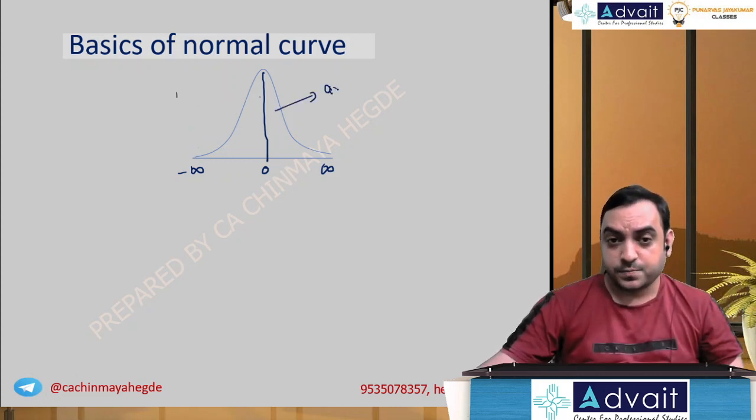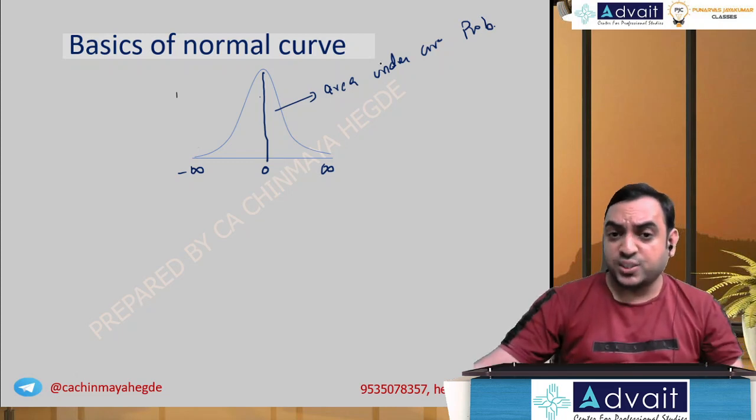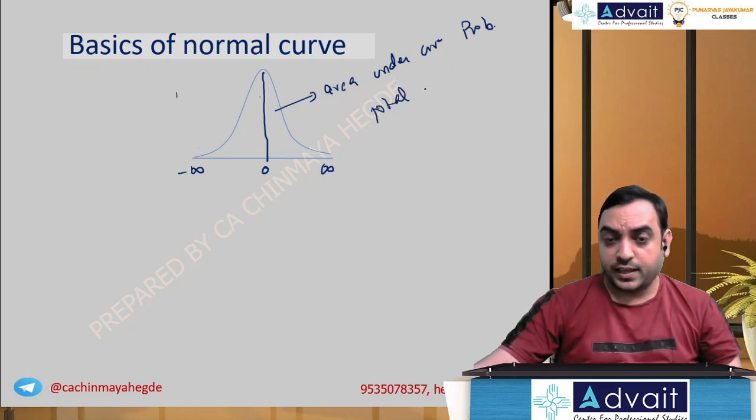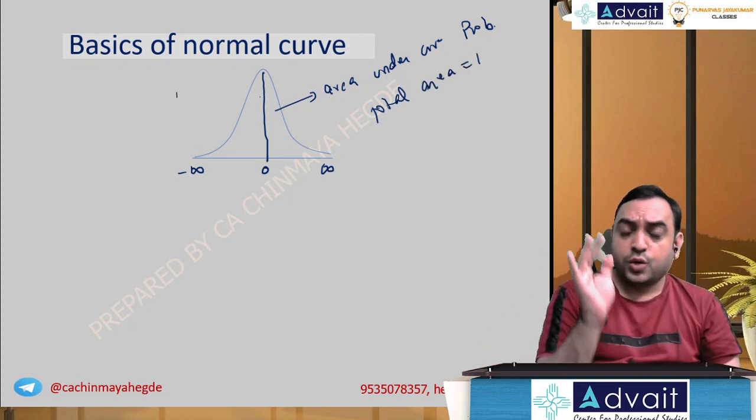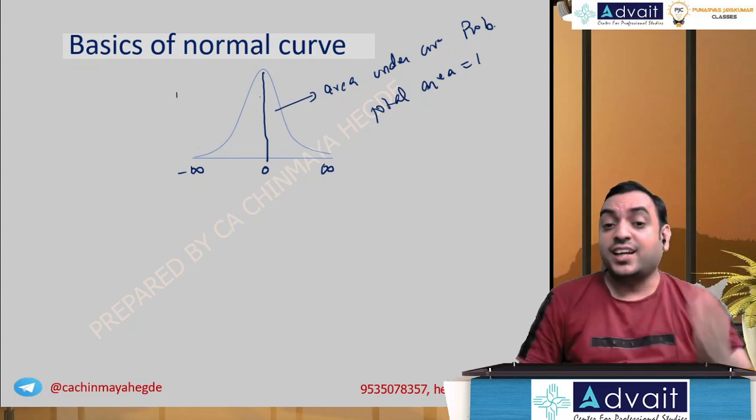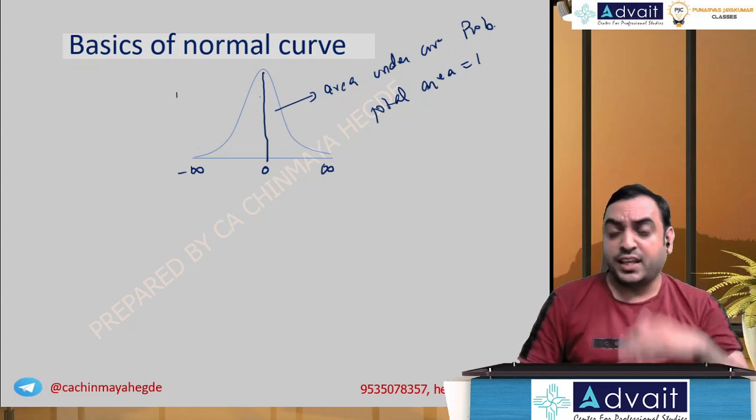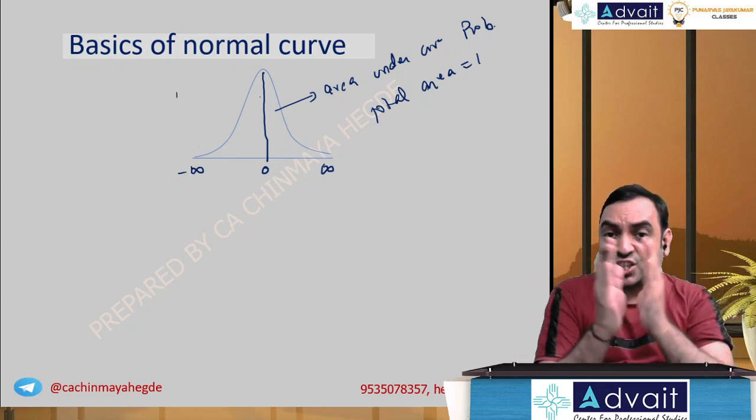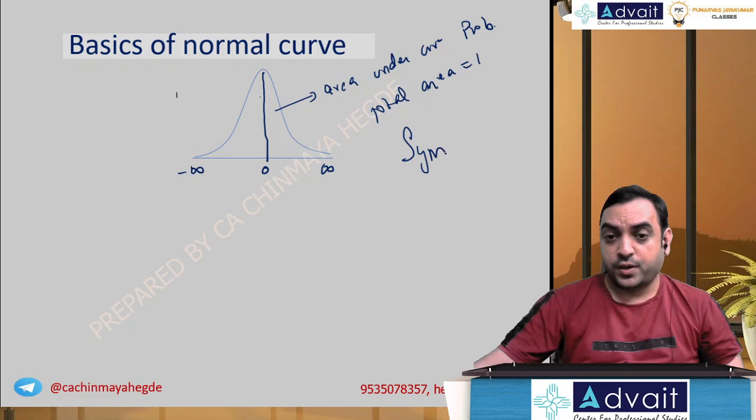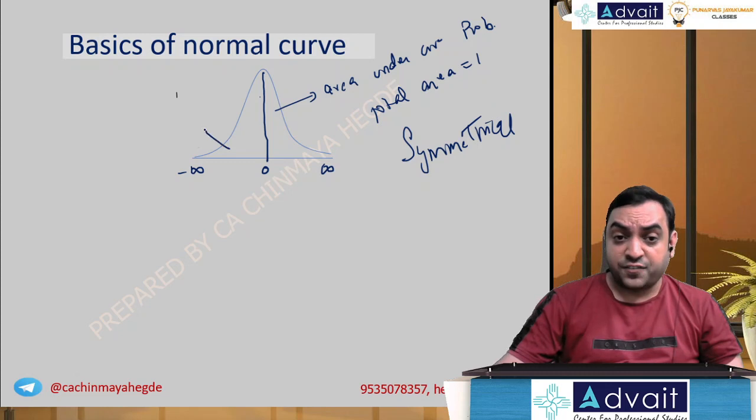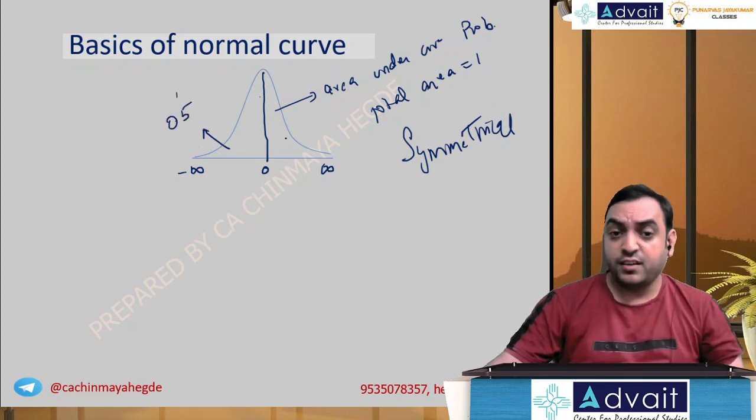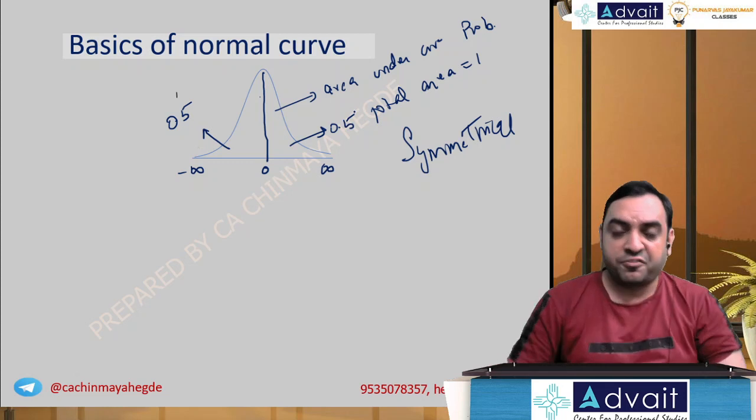So area under the curve is probability. So total area is what? Total probability. So total area is 1. And it has one important property called the symmetrical property. What is the symmetrical property? Left side and right side are reflections of each other. In fact, the left side of the curve covers 50% of the area, 0.5. The right side of the curve covers 50% of the area, 0.5.